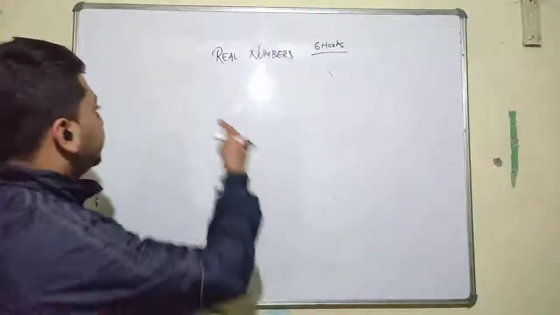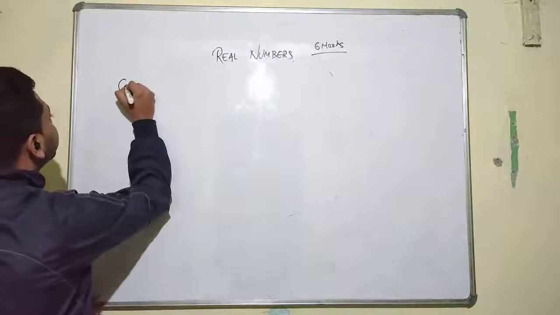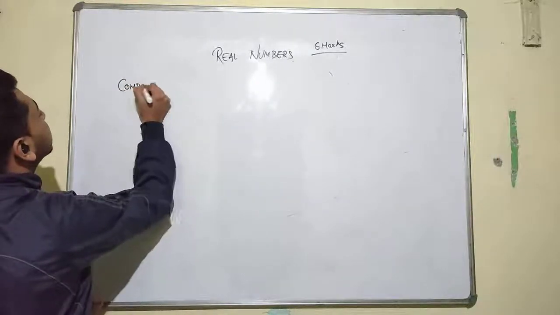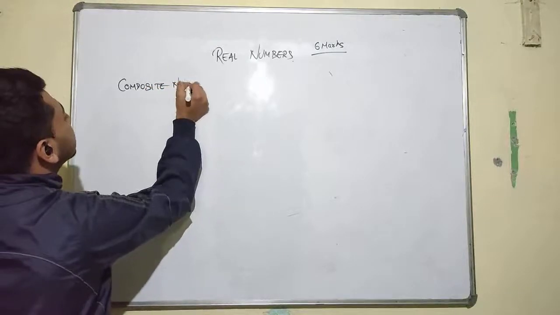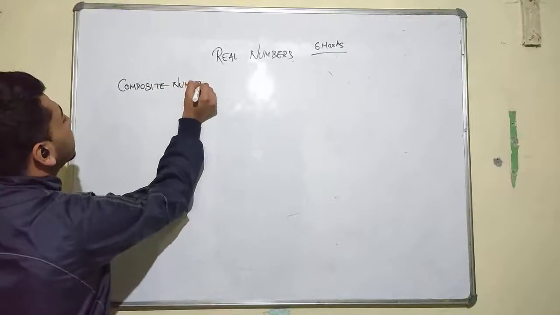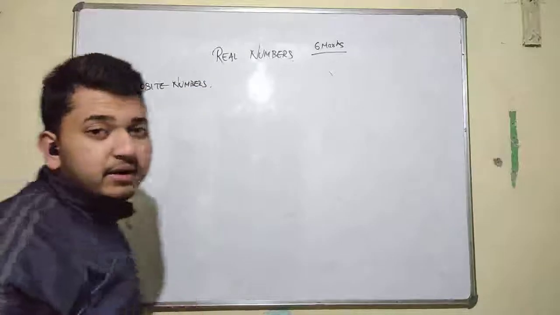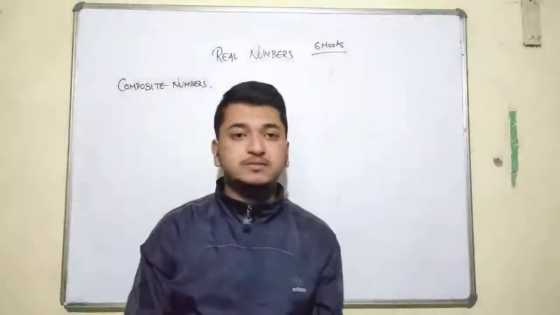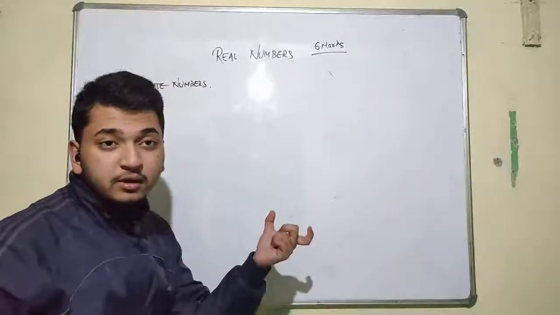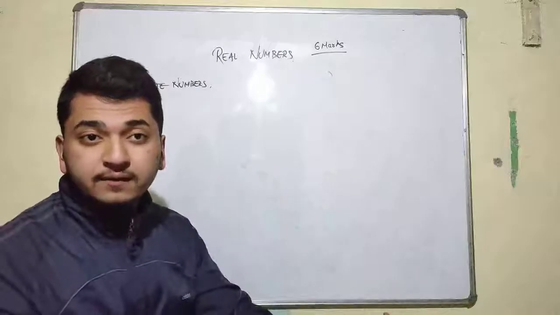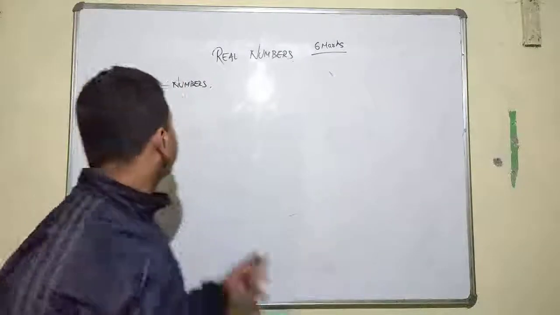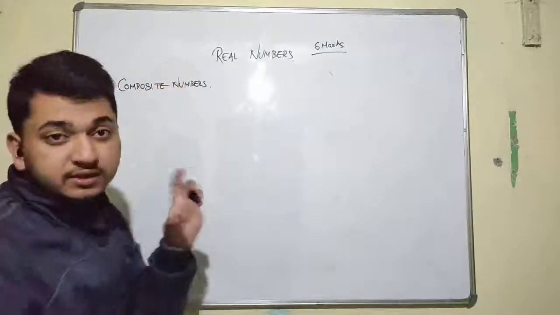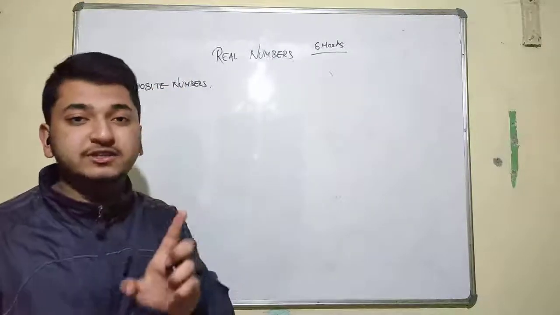So now, after prime numbers, we have come to composite numbers. What are composite numbers? The number which is divisible by 1 and is also divisible by other factors is termed a composite number. I hope you have got the definition, right?